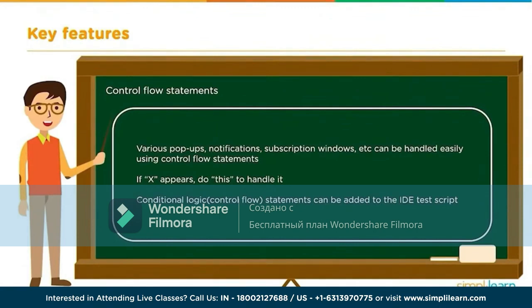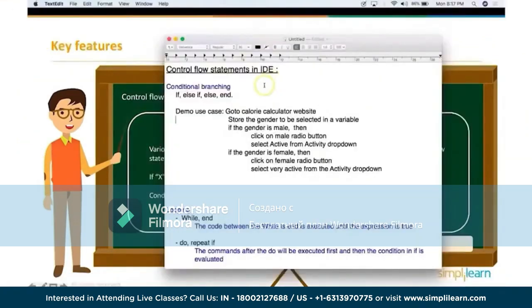However, in the new IDE, these are available out of the box. So let's see what these control statements are. Let's go to my notes. There are two types of control flow statements. One is conditional branching and the other one is looping. In conditional branching, we have a regular if, else if, nested if, else and end.